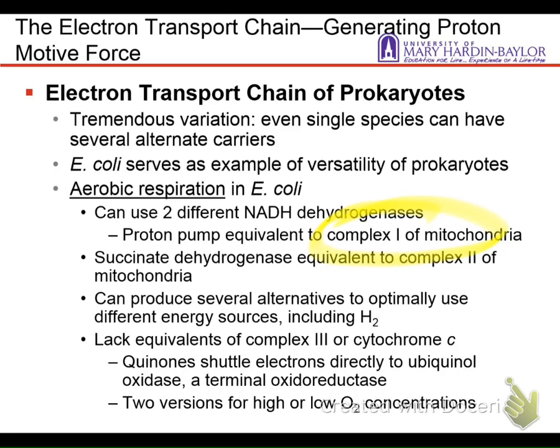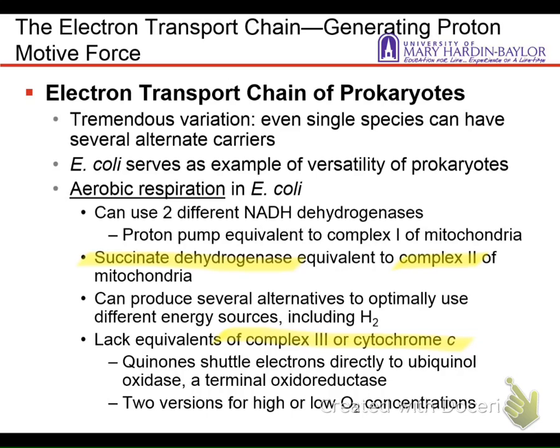And then E. coli also uses an enzyme called succinate dehydrogenase, and it's equivalent to complex 2 that you learned about in anatomy and physiology in the mitochondria. Basically, they're analogous proton pumps. They do the same thing. They sit in the same positions of the 2 electron transport chains, and E. coli doesn't have that complex 3 or cytochrome C.